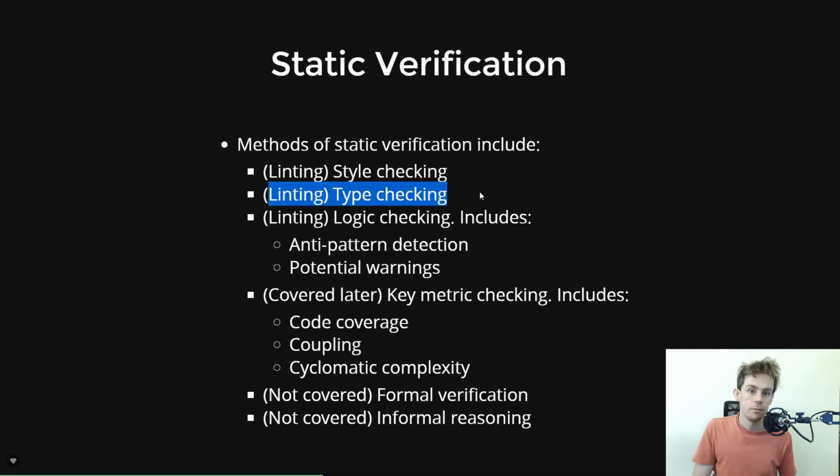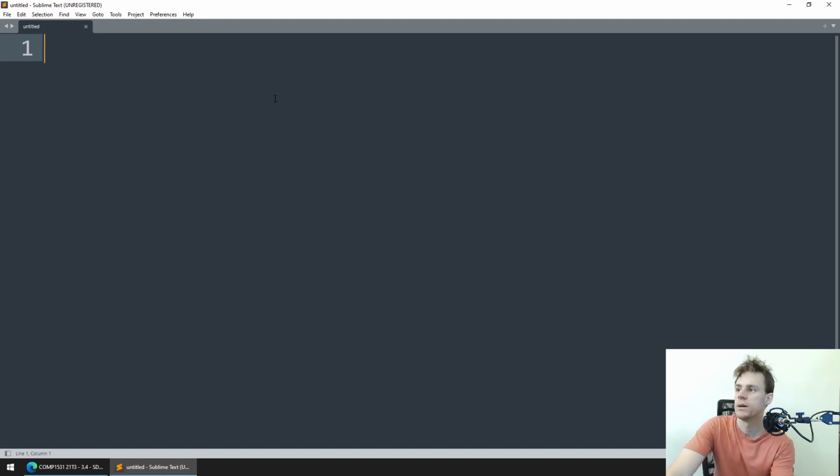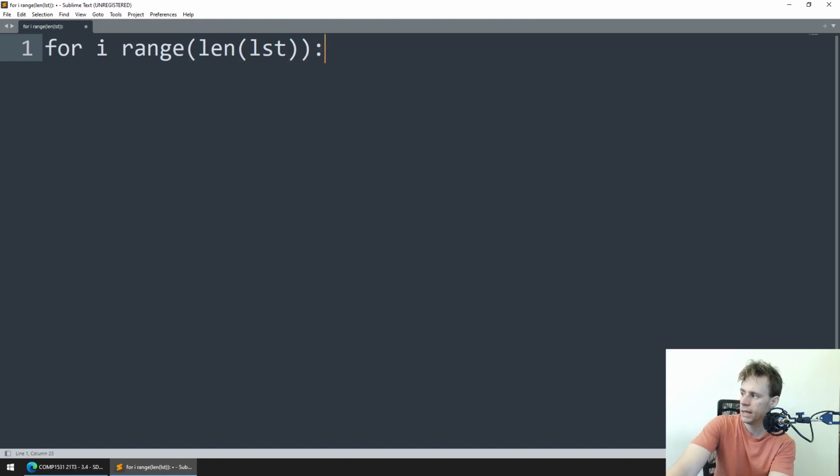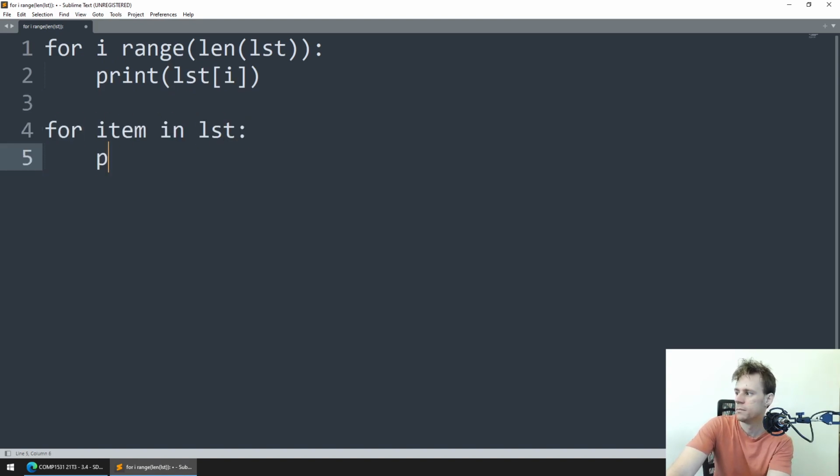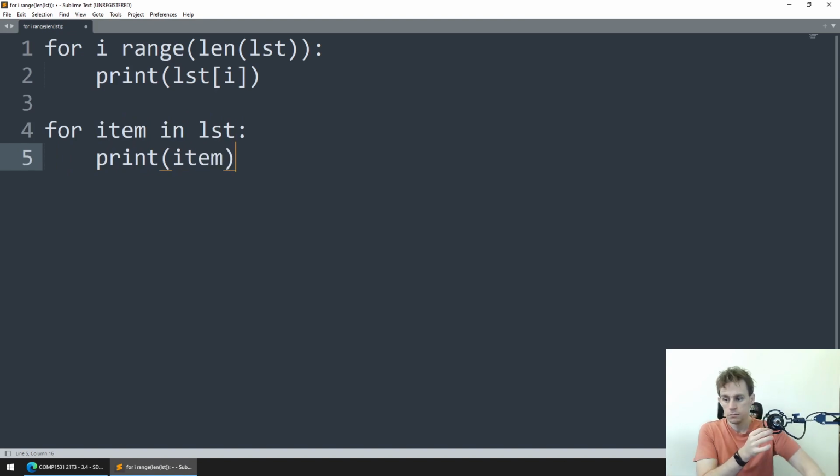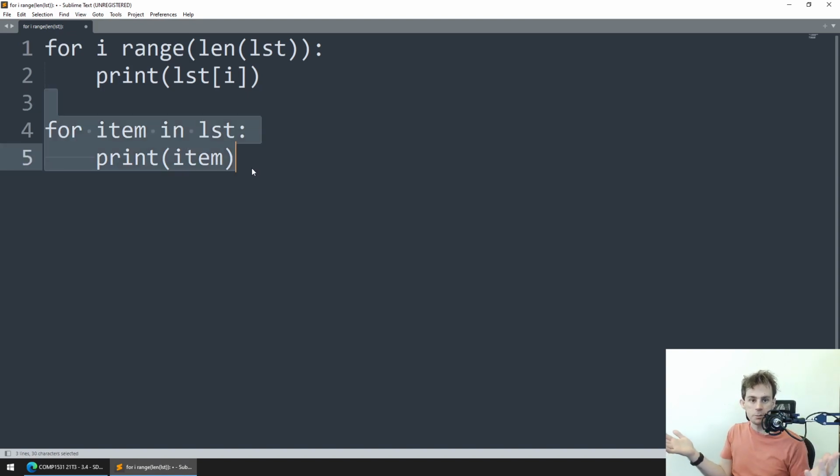So for example, let's think of a pattern. Let's call it the for range pattern. It's really simple. In Python, as you know, you have your old style C loops. So I'll just answer this anti-pattern question. You might have for i in range, length of list, and then print list[i]. And then you also have for item in list, print item. Now let's call the usage of this the for range pattern. I'm just making that up, right?